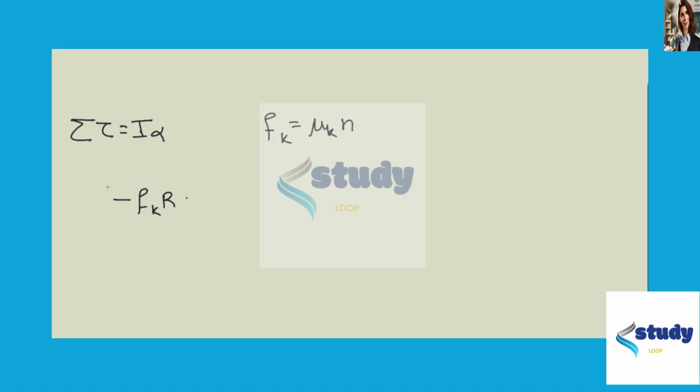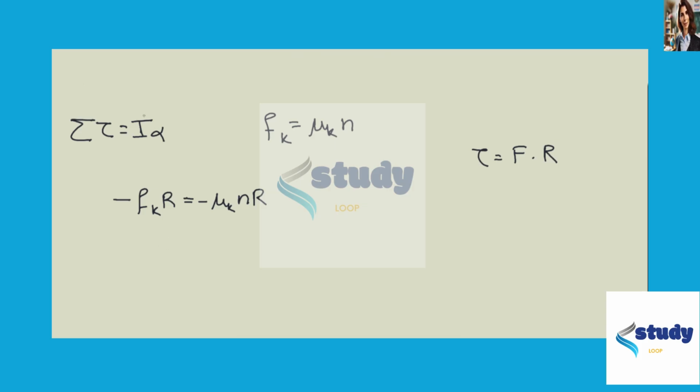So that's why we only have negative Fk for our case, and again the negative sign is because it's in the opposite direction to omega. So that gives us negative mu k times n r. So we know that torque is equal to the translational force times the radial vector r. So in our case, the translational force here is the frictional force, and we multiply that with r. Right.